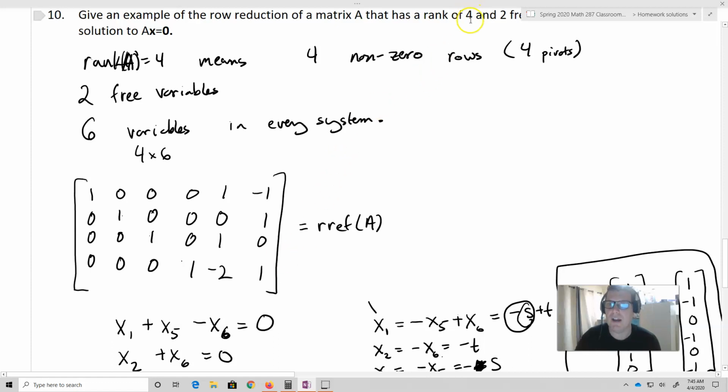So what we have here is 4 plus 2. We have 6 variables in the system. So minimally, the number of columns is the number of variables in the system. So I've got to have 6 here, okay? And then I can have as many rows as I want, as long as it's more than 4, right? Because you've got to have 1 row for every pivot.